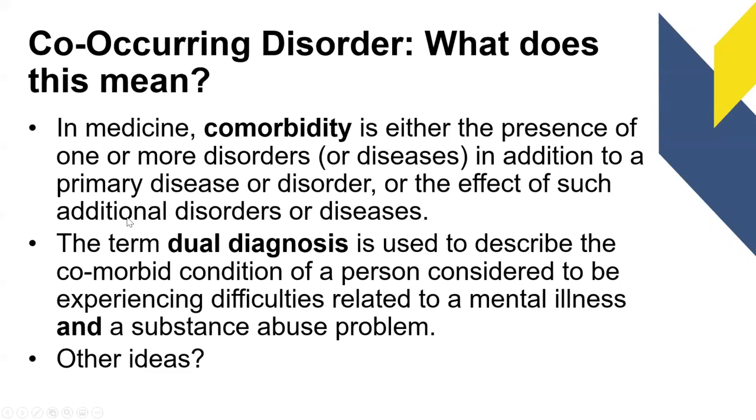So co-occurring disorders, what does this mean? I think that's something that is important. In medicine, comorbidity is the presence of one or more disorders. The term dual diagnosis is often used, although I think co-occurring has sort of replaced that, but it's still used in the vernacular. A dual diagnosis is still a term that's used, but think of it as a comorbid condition.